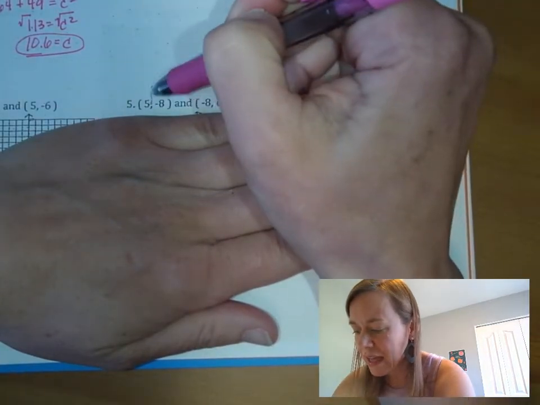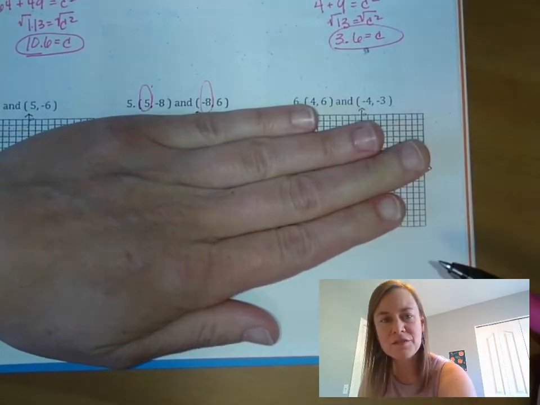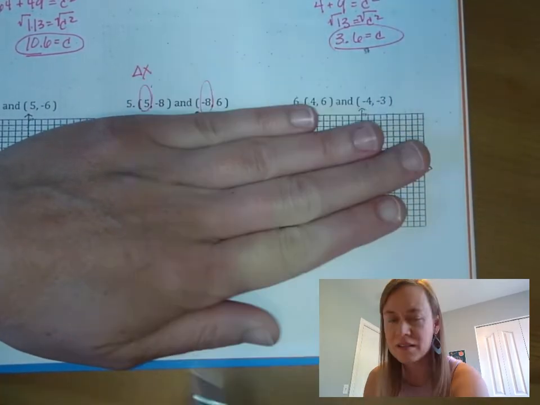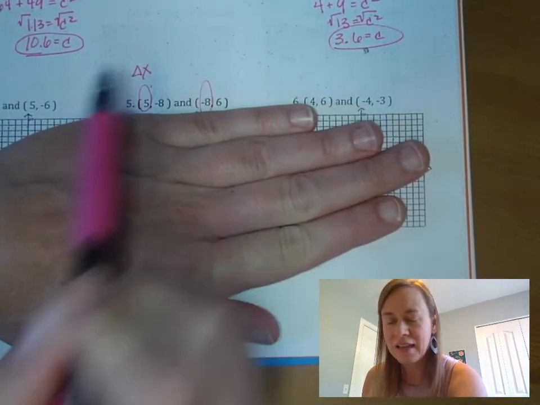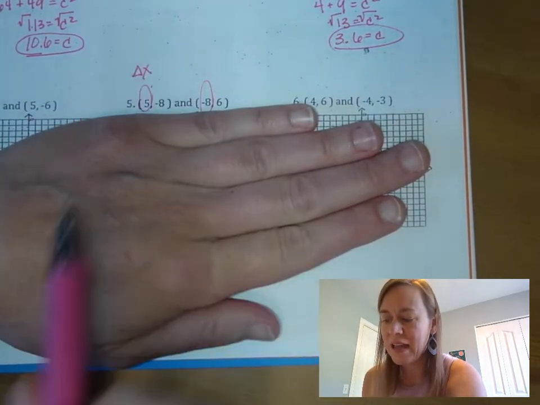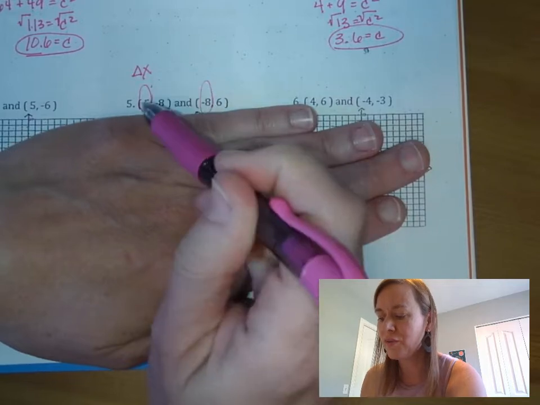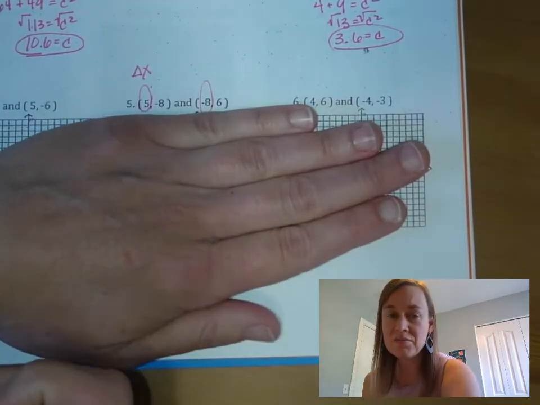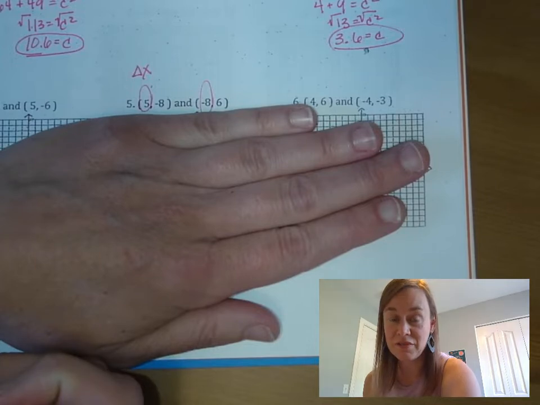You would just take an x and subtract another x to figure out the change in x. Do you guys know this terminology, delta x? Whenever you use a triangle like that and call it delta, that just means the change in something. So when I say delta x, it just means the change in x. So you would go 5 minus negative 8. Or you could go negative 8 minus 5. Either way, it's going to turn out fine.